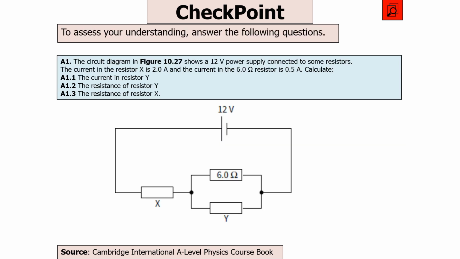The next question says, a circuit diagram shown below shows a 12 volt power supply connected to some resistors. The current in resistor X is 2.0 amps and the current in the 6 ohm resistor is 0.5 amps. Calculate firstly the current in resistor Y, then the resistance of resistor Y, then the resistance of resistor X. So pause the video now, then unpause the video when you want to go through your answer.